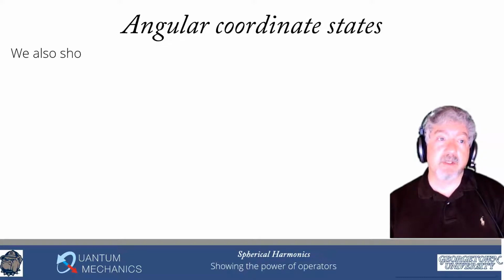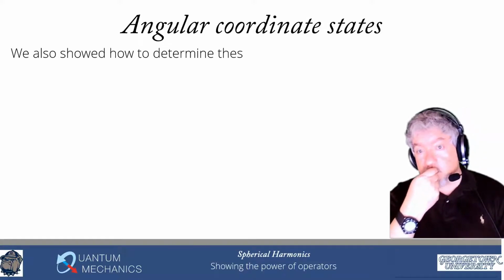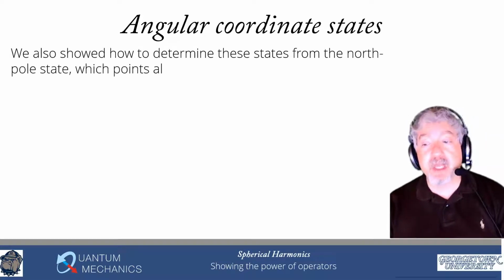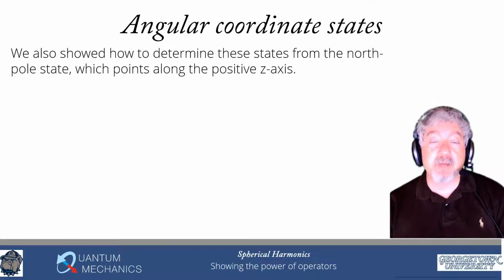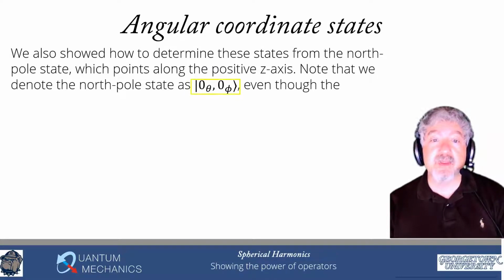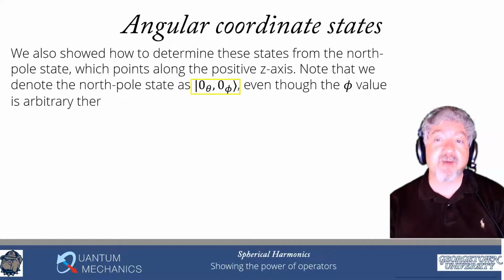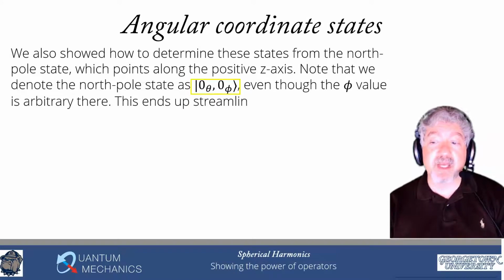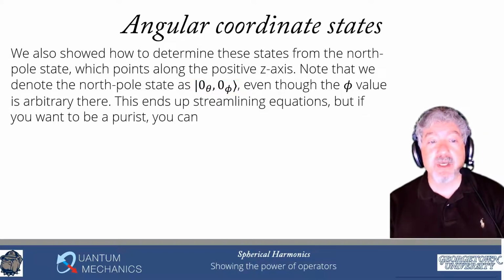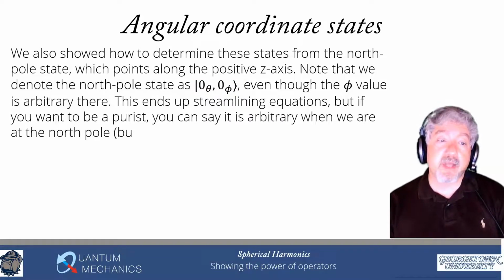All right, so we also showed that we can determine these states from the North Pole state by two rotations. Now, remember, the North Pole state points along the positive z-axis, and we denote the North Pole state by 0 sub theta and 0 sub phi, even though the phi value is actually arbitrary there. This ends up streamlining some of the equations that we're using, but if you want to be a purist, you could say that it's arbitrary when we are at the North Pole.